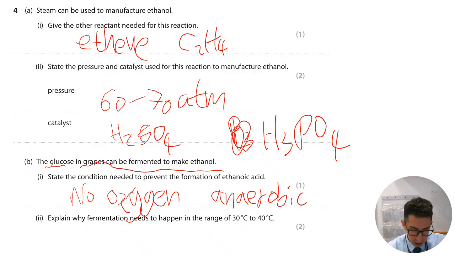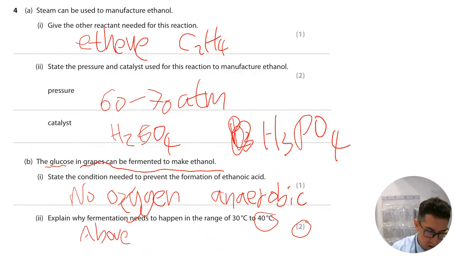Explain why fermentation needs to happen in a range of 30 to 40. So it's 2 marks, so we need 2 points. So we'll explain why it cannot be above 40. Above 40, the enzymes in the yeast, so it's yeast that we use to do this fermentation, the enzymes will denature.